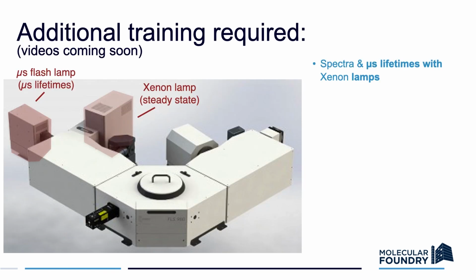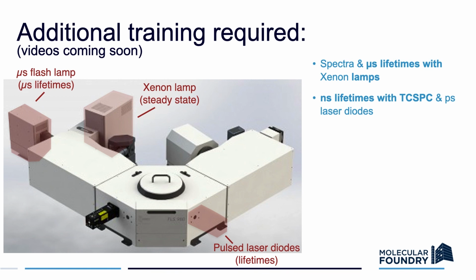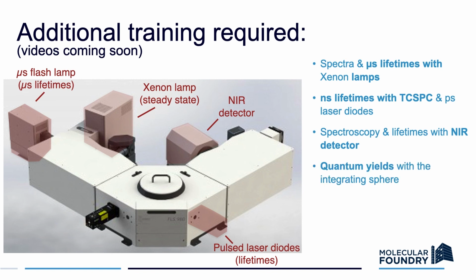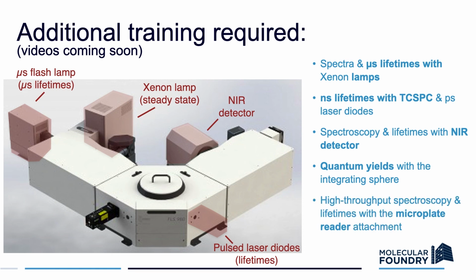There's many other experiments you can run with this Edinburgh instrument. You can measure the spectra and microsecond lifetimes excited by xenon lamps. You can measure nanosecond lifetimes using the time-correlated single photon counting and the picosecond laser diodes. You can also measure spectroscopy and lifetimes using the near-infrared detector. We can measure quantum yields using an integrating sphere, and we can also perform high-throughput spectroscopy and lifetime measurements using a microplate reader attachment. So please contact a super user if you need to do these things, or check back on this channel for videos covering these different topics.